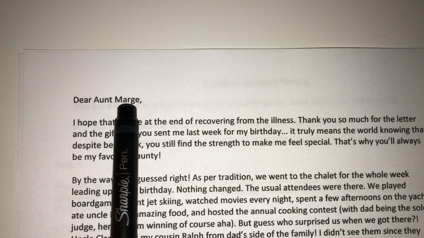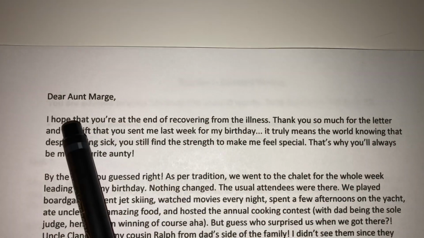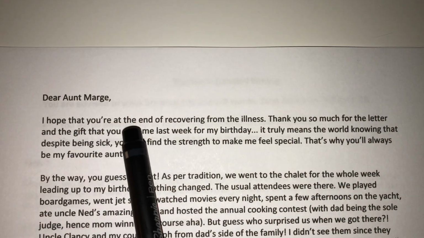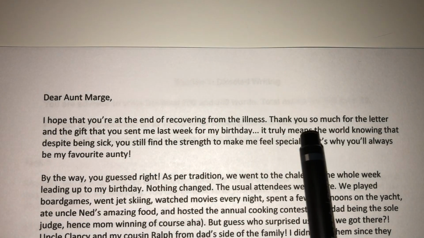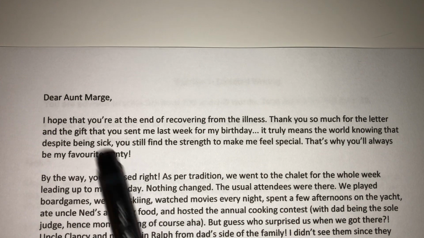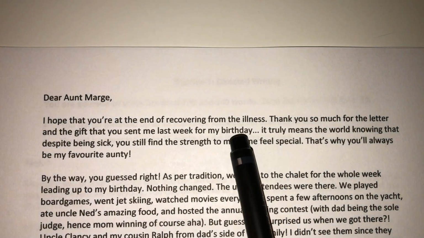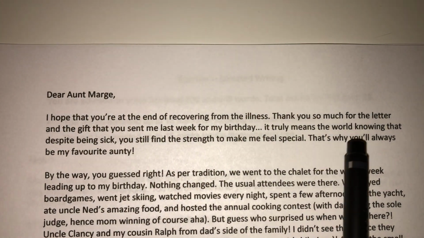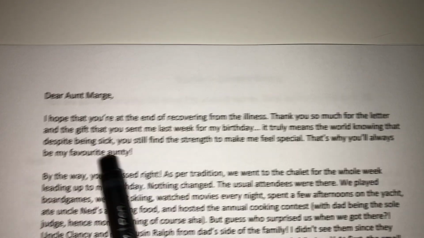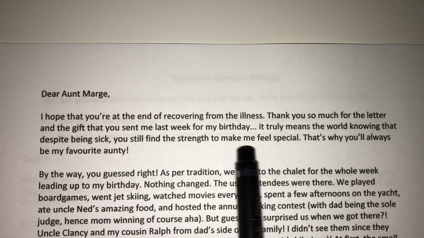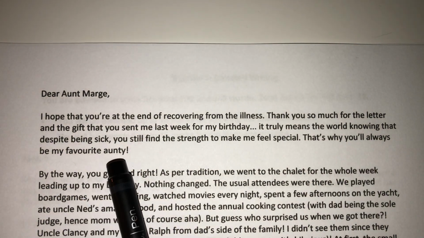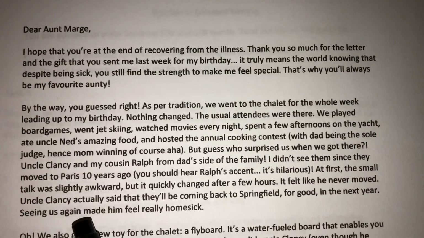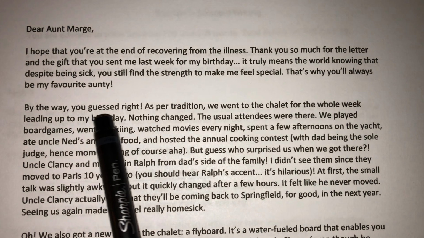So dear Aunt Marge, I hope that you're at the end of recovering from the illness. Thank you so much for the letter and the gift that you sent me last week for my birthday. It truly means the world knowing that despite being sick, you still find the strength to make me feel special. That's why you'll always be my favorite auntie.